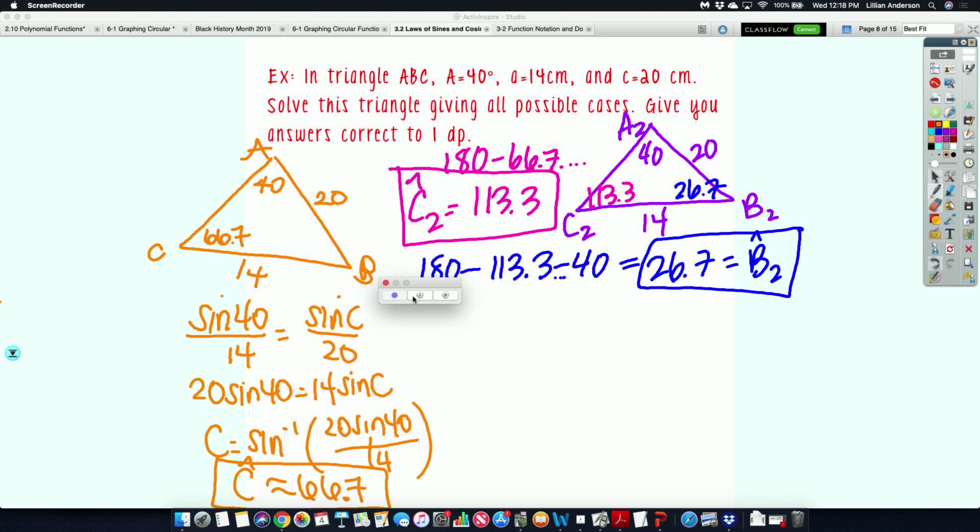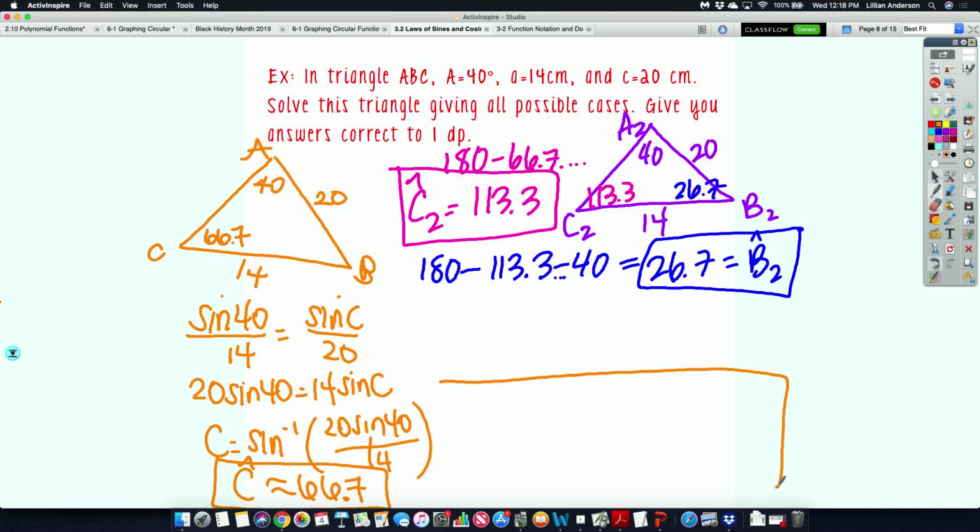So over here for your orange triangle, you need to find angle B. Of course, it's 180 degrees in a triangle, right? So that's 180 minus 66.7 minus 40. What did you get? 73.3? So 73.3 was angle B for the orange triangle.